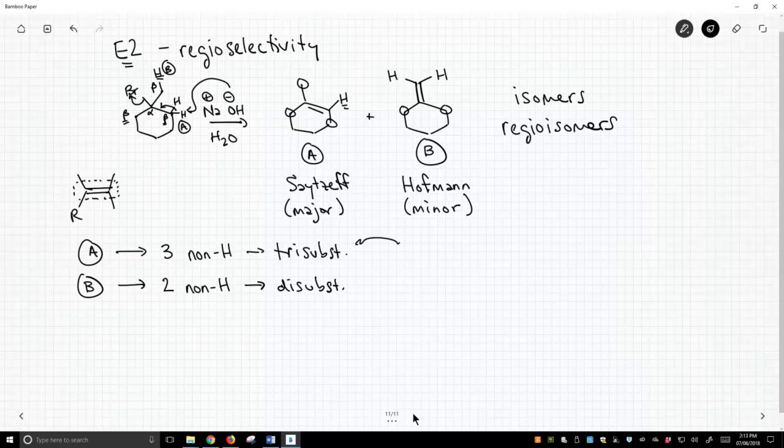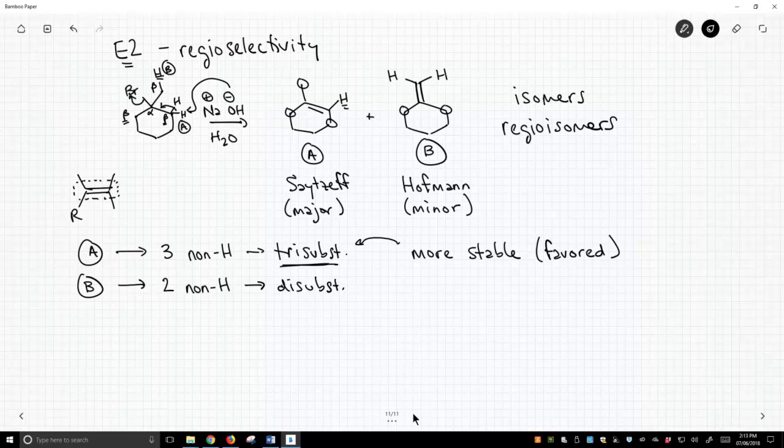As it turns out, trisubstituted alkenes are more stable. The greater the substitution on the alkene, the more stable that alkene is. So this is normally the favored product. It's not surprising. You very often when you run a reaction, you form the most stable product. And that is the reason why the Zaitsev product is typically the major product, because the Zaitsev product is the more highly substituted alkene. In this case, it's a trisubstituted alkene.